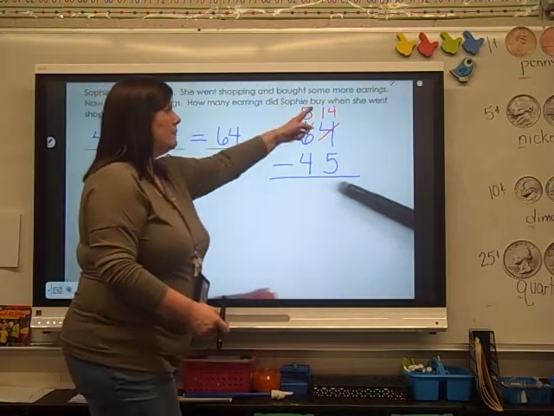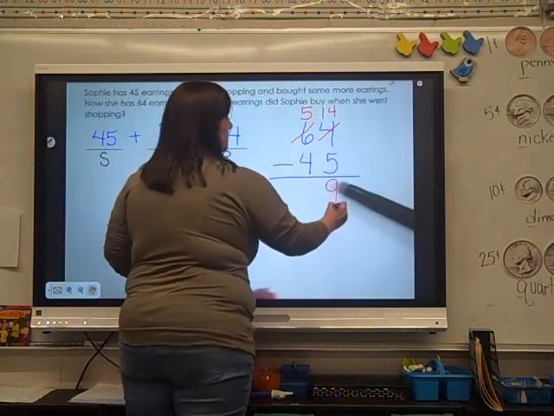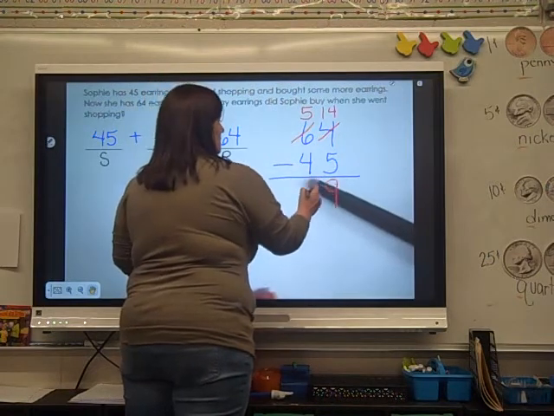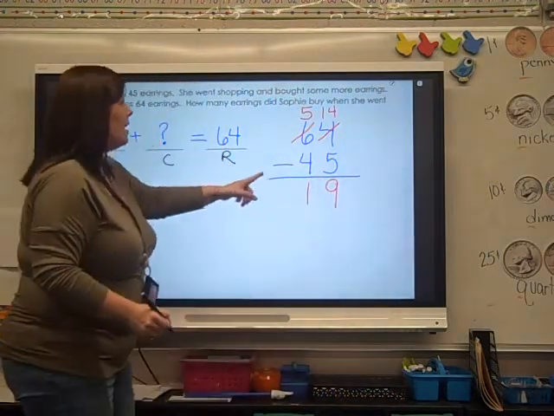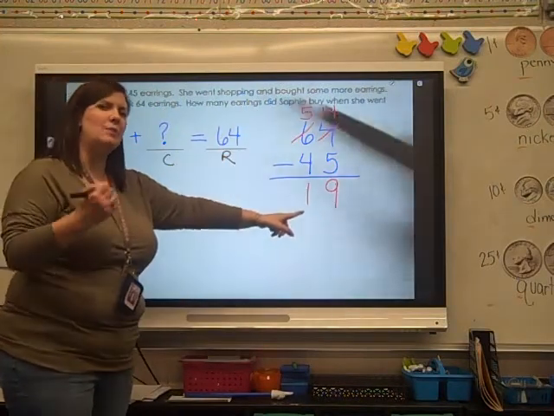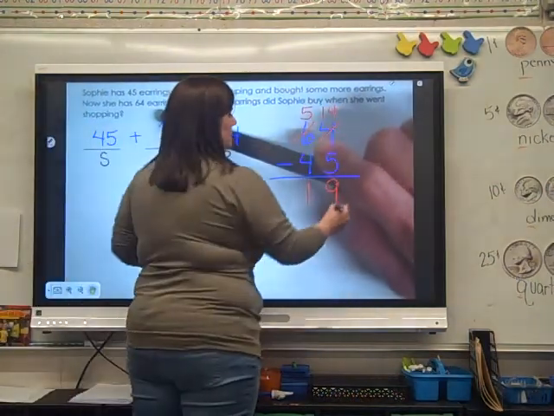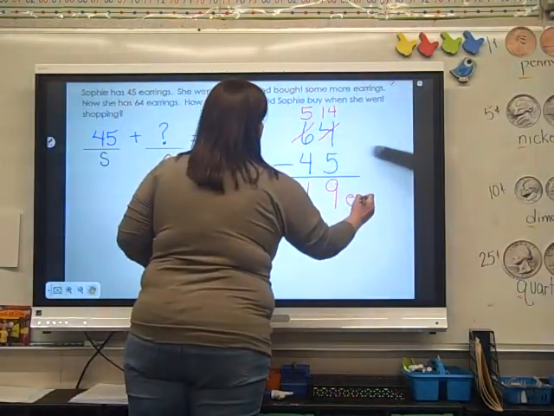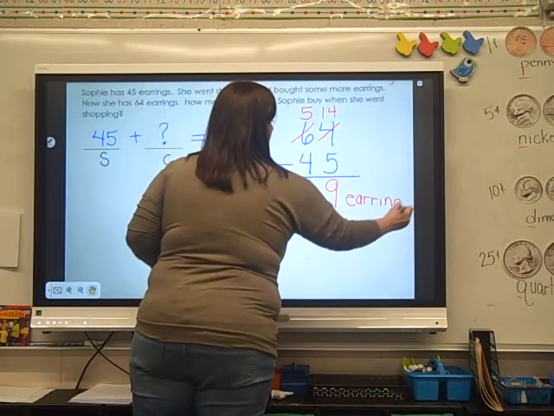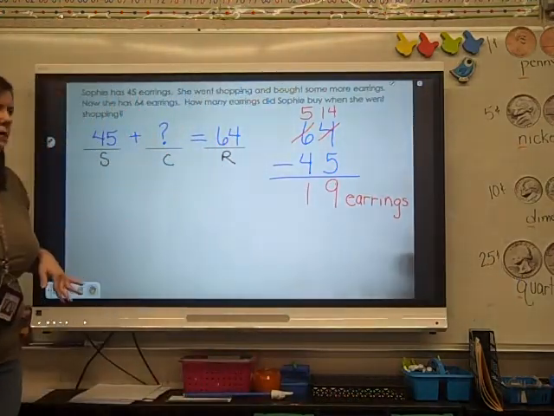Okay, 14 subtract 5. We've got the 9. Check it. 5 subtract 4. So it said, how many earrings did Sophie buy? She bought 19 what? 19 earrings. So you got to write the word earrings. Make sure you've got the word earrings.